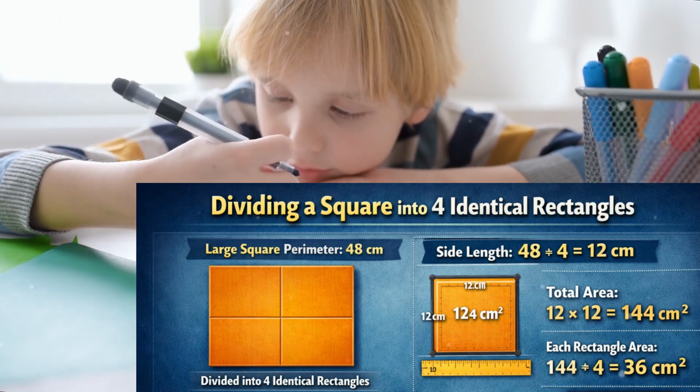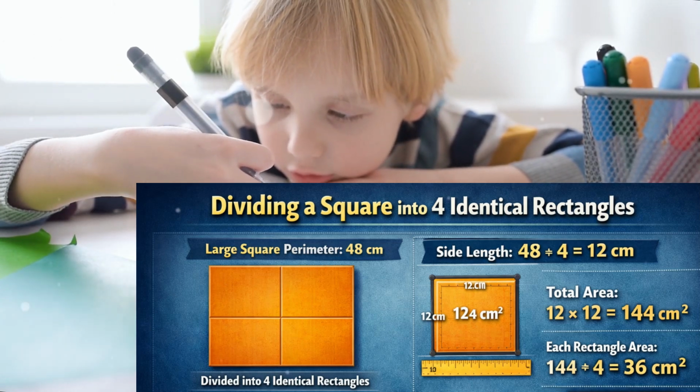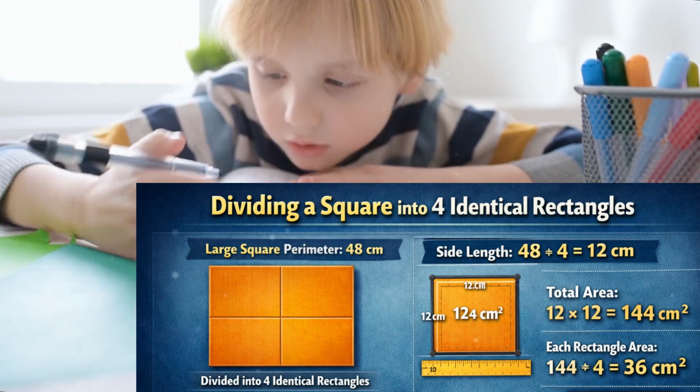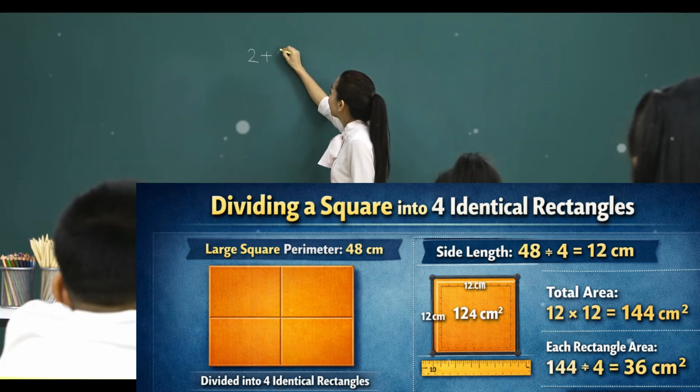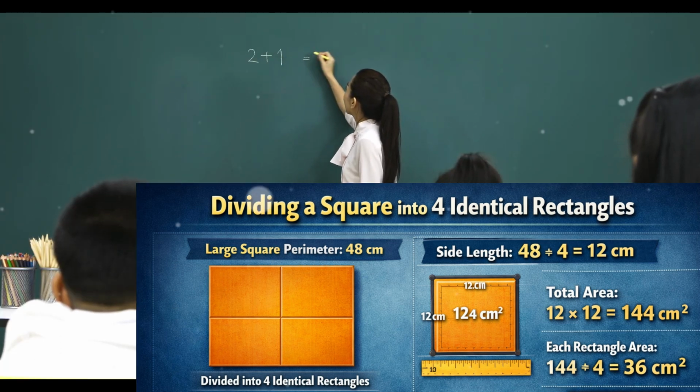Let's solve it step by step. A square with perimeter 48 centimeters means each side is 12 centimeters. So the big square is 12 centimeters by 12 centimeters.